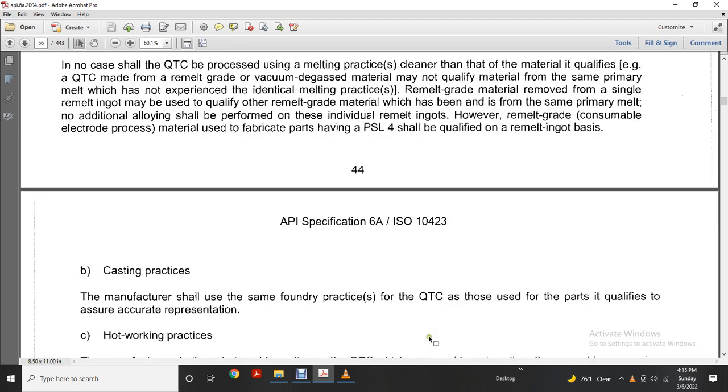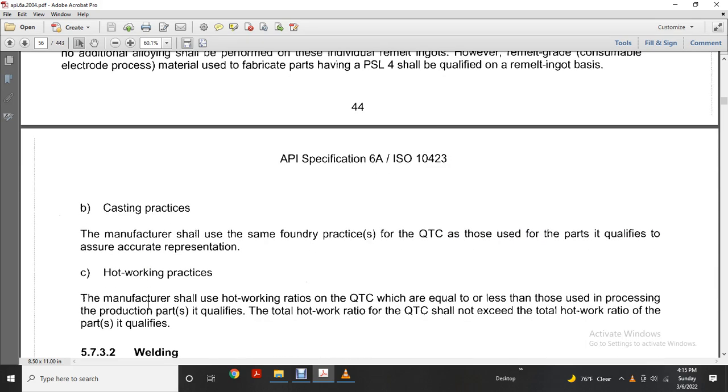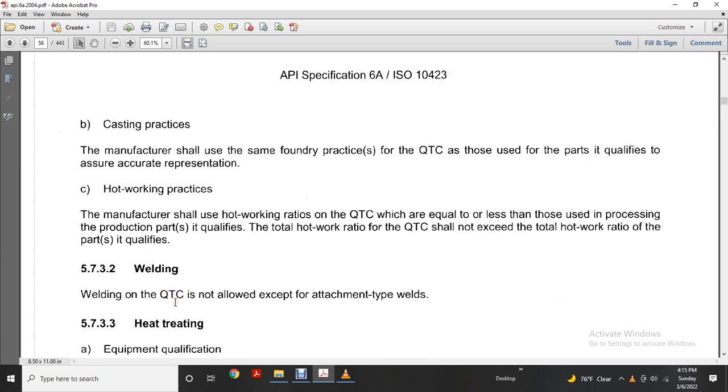Material used to fabricate the parts shall be processed the same, except for level 4, which shall qualify the remelt ingot bases. The casting procedure of the manufacturer shall use the same foundry practice for the qualification test coupon, as an accurate representation of the part qualified. Hot work practice. The hot work ratio of the qualification test coupon shall be equal to or less than that of the production parts it qualifies, and shall not exceed the hot work ratio of the parts that it qualifies. Welding on the qualification test coupon is not allowed except for attachment type welds.